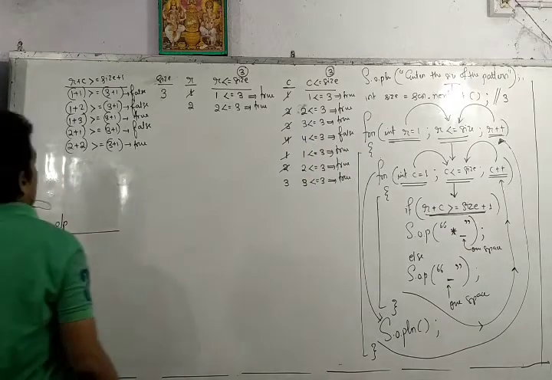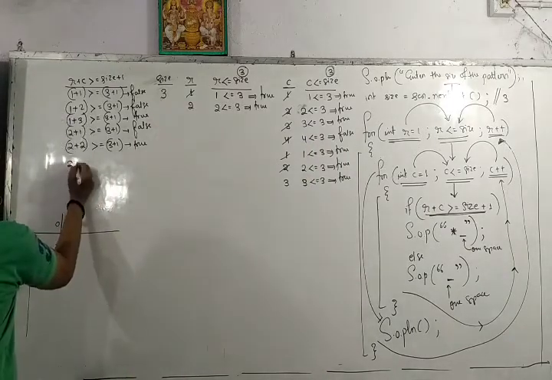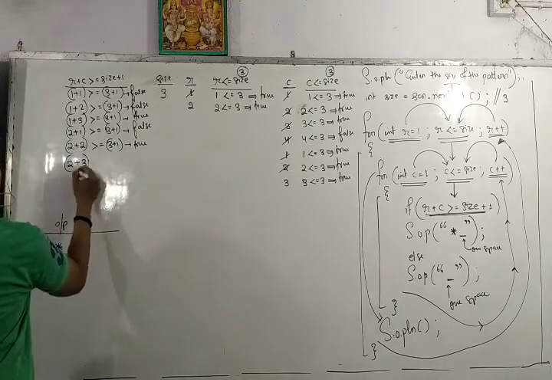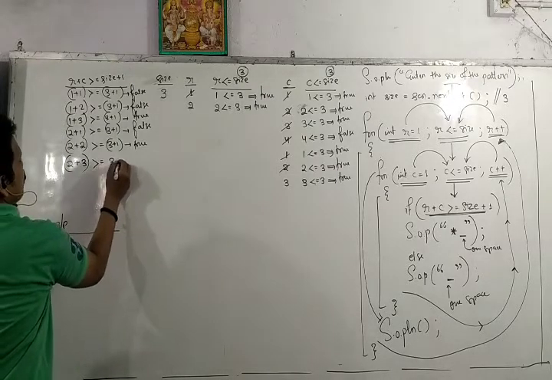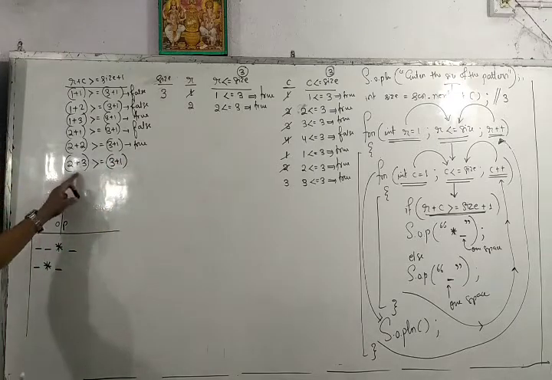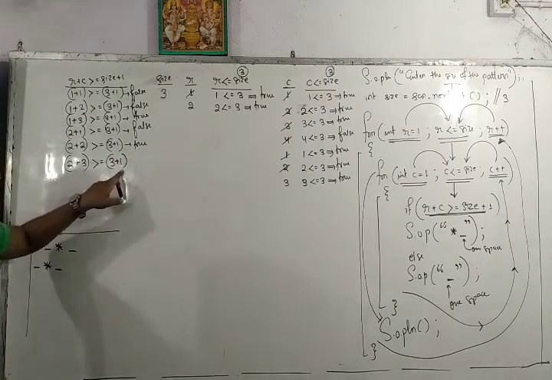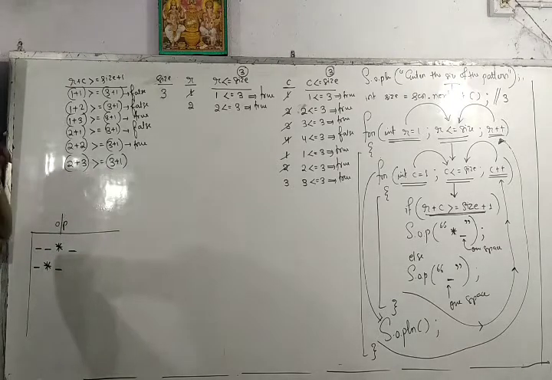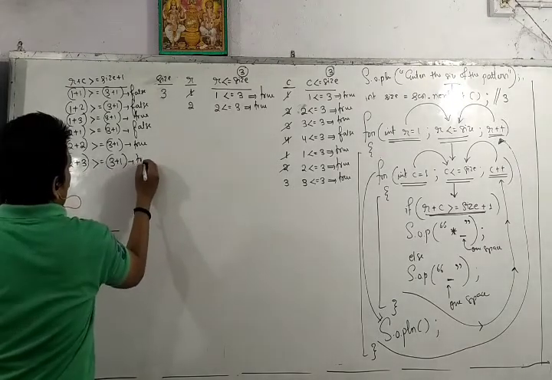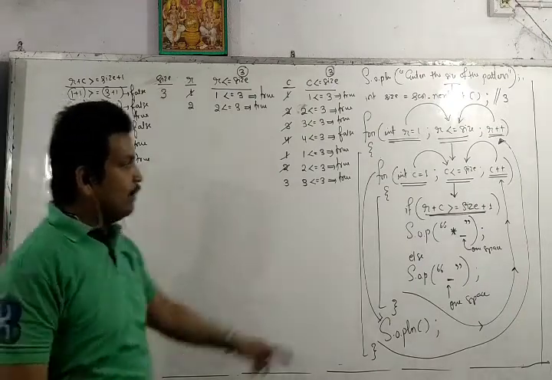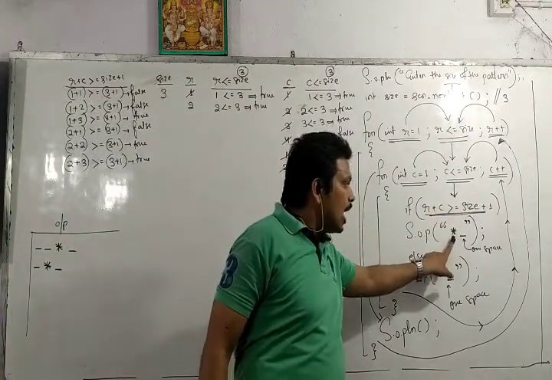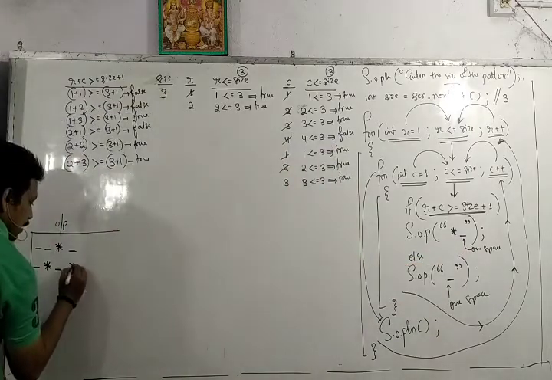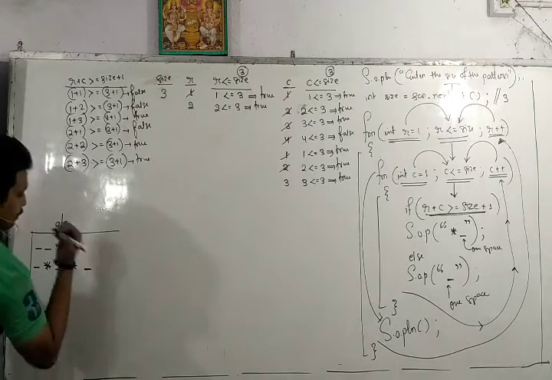What is R? R is 2. R plus C. What is C? It is 3. So 2 plus 3 is greater than or equal to size plus 1. 2 plus 3 is equal to 5 and 3 plus 1 is equal to 4. 5 is greater than 4? Yes, it is true. If this condition is true, one star will be printed along with a space.